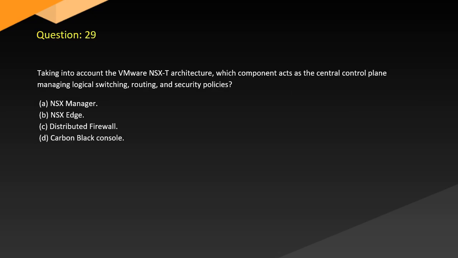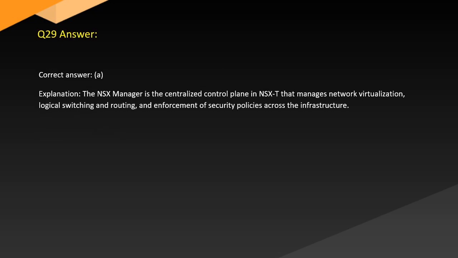Question 29. Taking into account the VMware NSX-T architecture, which component acts as the central control plane managing logical switching, routing, and security policies? A. NSX Manager. B. NSX Edge. C. Distributed Firewall. D. Carbon Black Console. Answer. Correct answer: A. Explanation. The NSX Manager is the centralized control plane in NSX-T that manages network virtualization, logical switching and routing, and enforcement of security policies across the infrastructure.